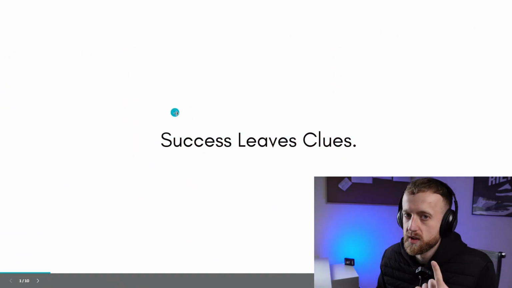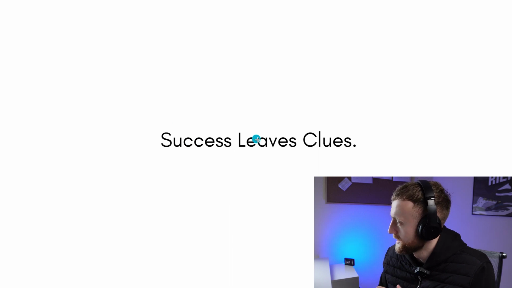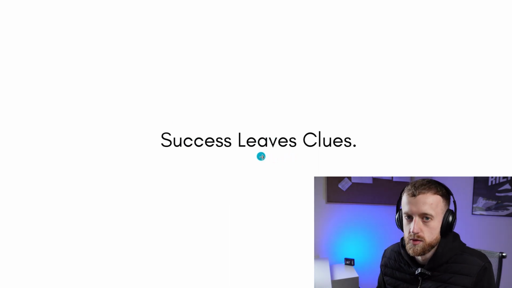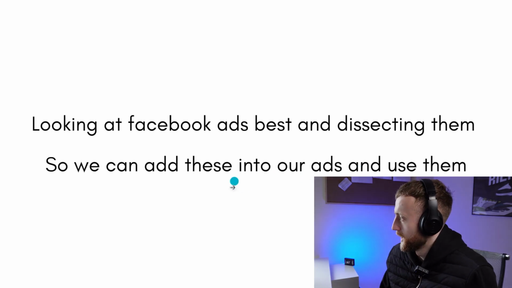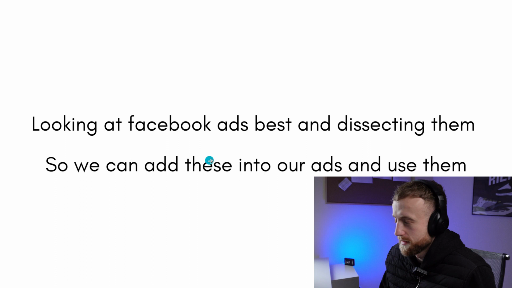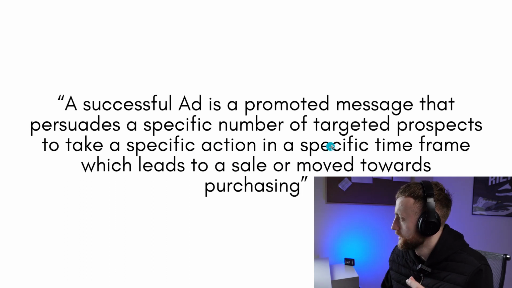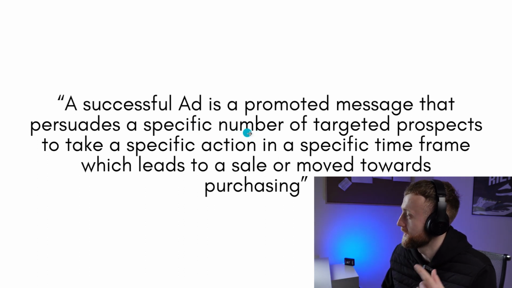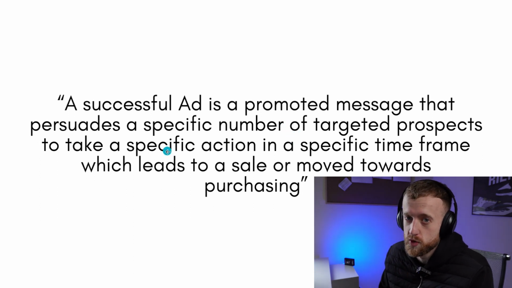So first off, we've got to understand that success leaves clues. Now, what does this mean? This means that we can look at advertisements that have already done well and we can see why they've done well and reverse engineer. We need to look at the Facebook ads to do this and then see how we can add it into our own. A successful ad is a promoted message that persuades a specific number of targeted prospects to take a specific action in a specific time frame, which leads to a sale or moving towards a purchase.